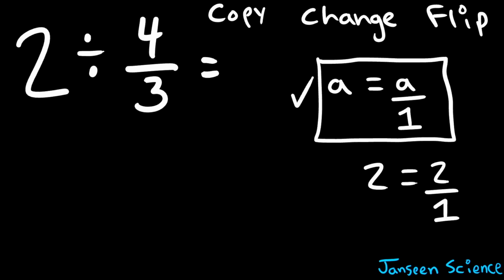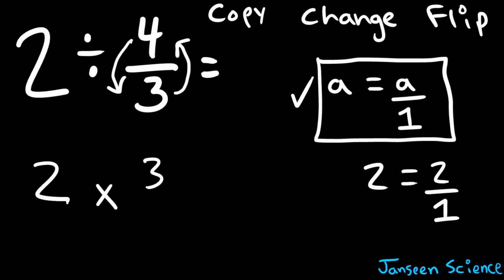Let's go ahead and solve 2 divided by 4 over 3 using the method called copy, change, flip. First thing we need to do is copy. We copy the 2. Next, we change the division symbol to a multiplying symbol, like this, x. Finally, flip. We flip the fraction. The 3 will go on the top of the fraction, and the 4 will go at the bottom, so it'll be written like this, 3 over 4.